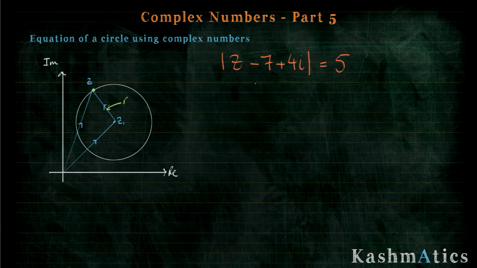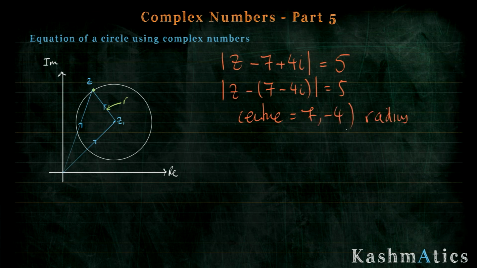I know I said I was only going to do one, but here's another one as well. So let's just rewrite this. So z take away... now this would be 7, so that's okay as it is, minus 4i equals 5, which means the center is at (7, -4), and the radius is 5. So the Cartesian equation would be (x - 7)² + (y + 4)² = 25.